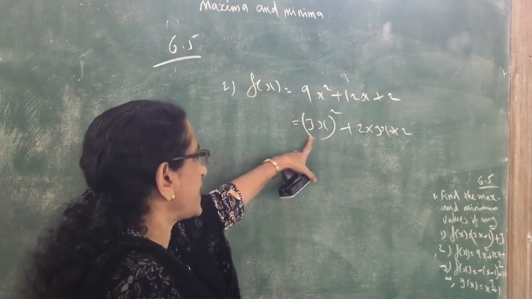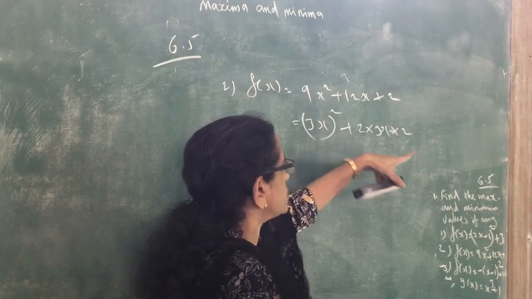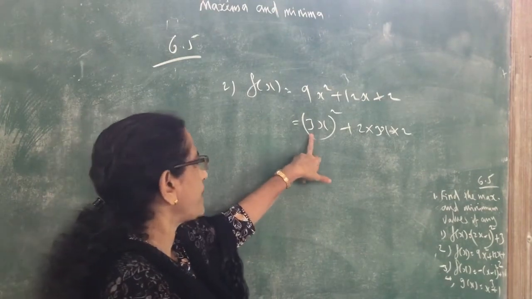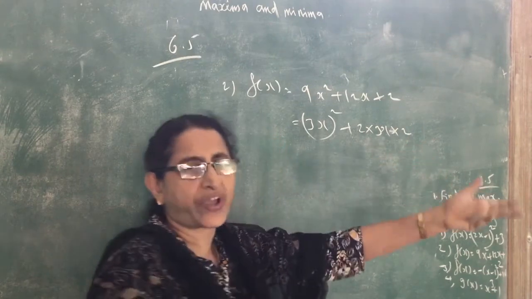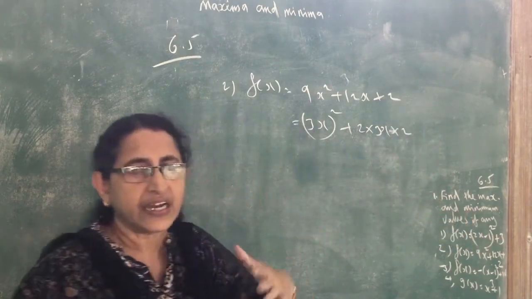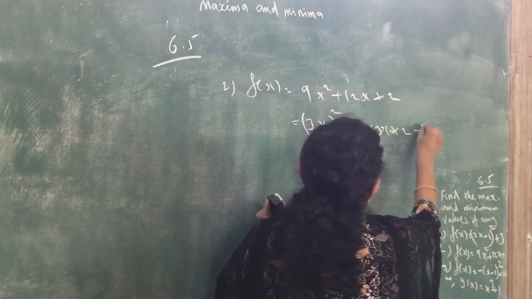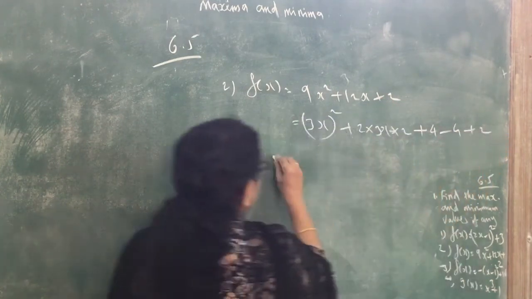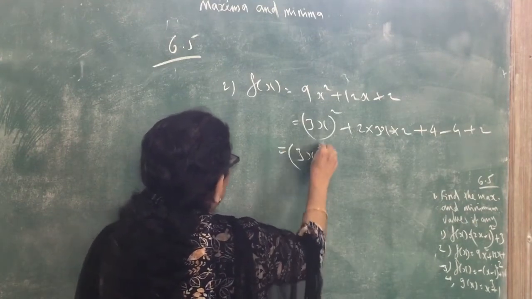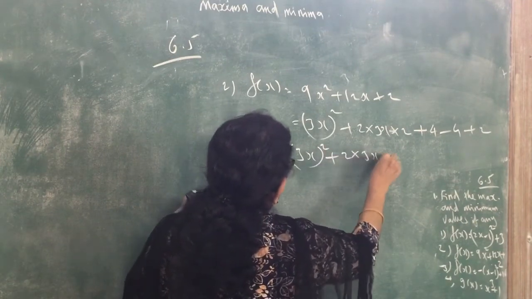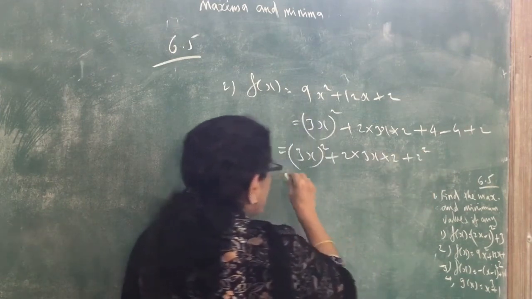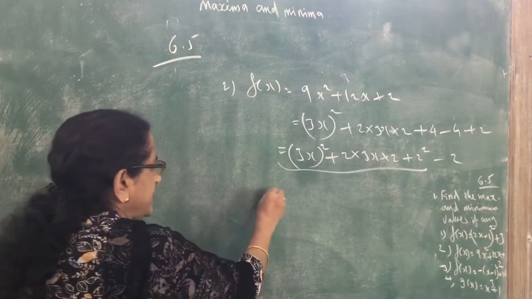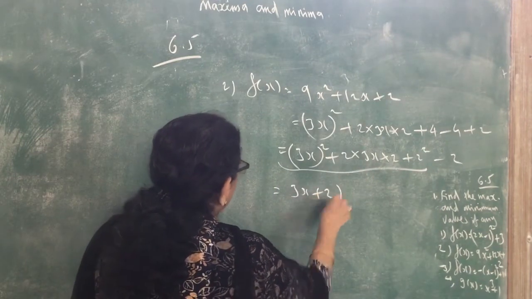So this term is (3x) whole square, and this is 2 into 3x into 2. To make it a perfect square, a square plus 2ab plus b square, we want to add 2 square. So we can add plus 4 and minus 4. Then we can write this plus 2. So we can write this as (3x) whole square plus 2 into 3x into 2 plus 2 square. So this is a perfect square. Then minus 4 plus 2, minus 2. That is equal to (3x plus 2) whole square.